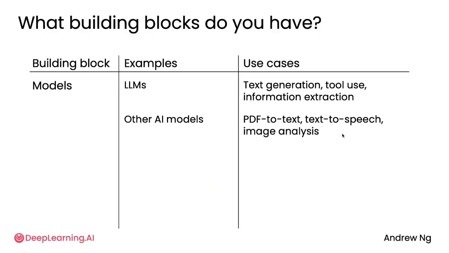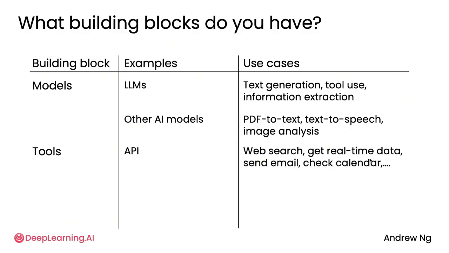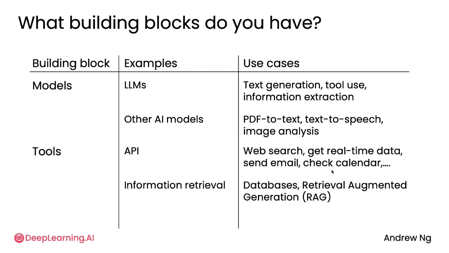In addition to AI models, I also have access to a number of software tools, including different APIs that I can call to do web search, to get maybe real-time weather data, to send emails, check calendar, and so on. And I might also have tools to retrieve information, to pull up data from a database, or to implement RAG, or retrieval augmented generation, where I can look up a large text database and find the most relevant text. Or I might also have tools to execute code. And this is a tool that lets an LLM write code and then run the code on your computer to do a huge range of things.